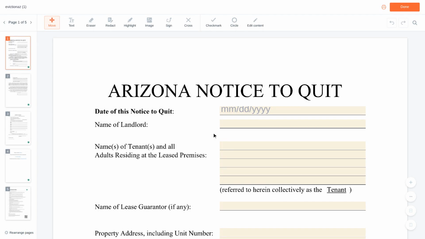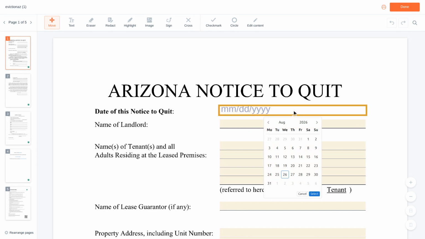Let's fill out the Arizona Eviction Notice together, the written notice a landlord serves before an eviction case can begin, and check what the state asks of it as we go. Start at the top with the date of this notice. Then the landlord's name, in our example Anna Baker, and the tenant's, here Ben Carter.